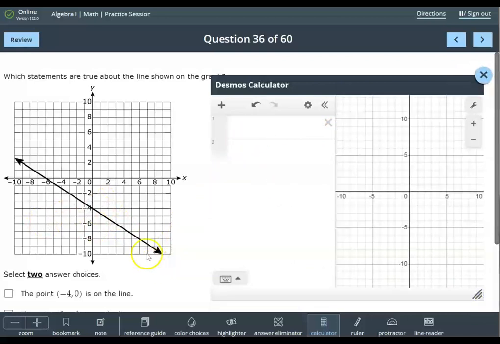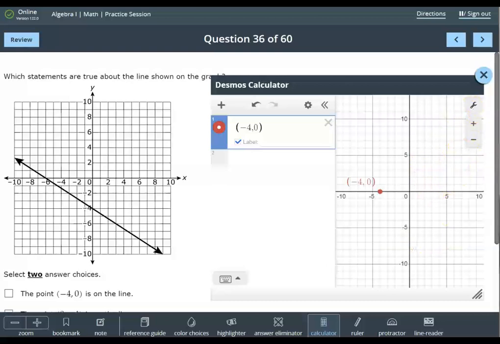Now, the first thing I know is I don't have an equation given for the line, so that makes it a little bit more challenging, but that's okay. We're going to go ahead and type in the point -4, 0, which is in answer choice A, and we're going to label it. Now, first off, you'll notice right away that this grid does not look very much like the one on the actual test.